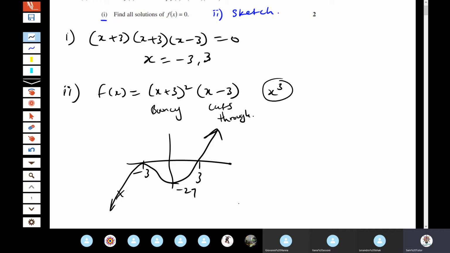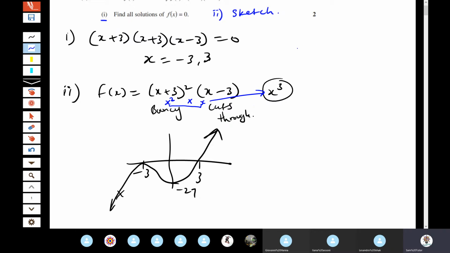You said x cubed because of the highest power. So x cubed, I said, because what's the highest power of this expansion, this first bracket? X squared. Multiplied by this bracket, what's the highest? So whenever you expand all this, without actually expanding, what's the highest power you're going to get? X cubed. And that's how we look at it.